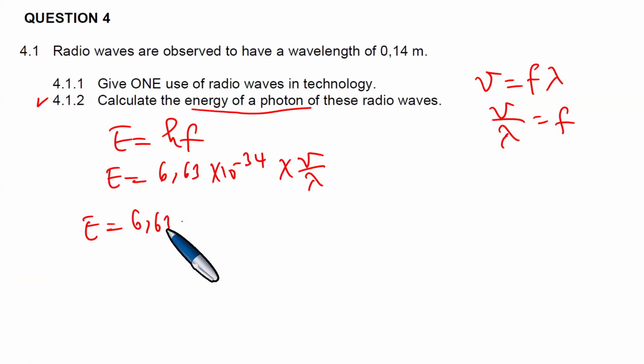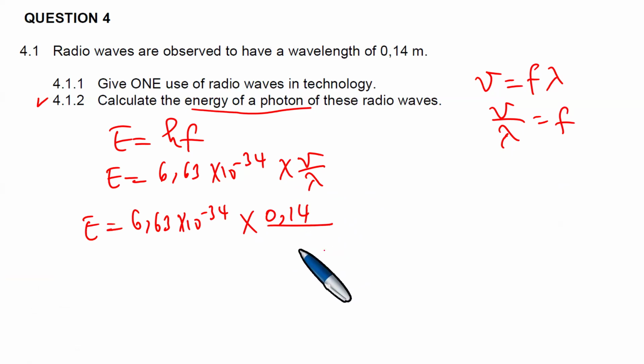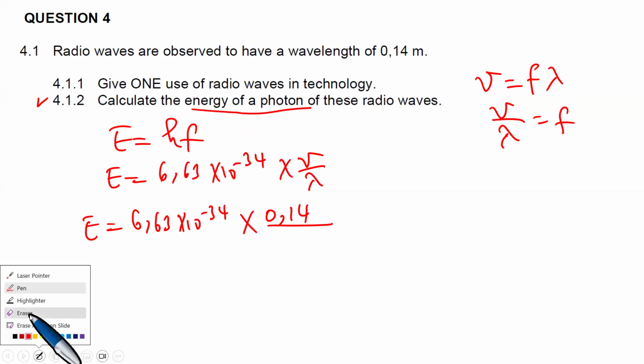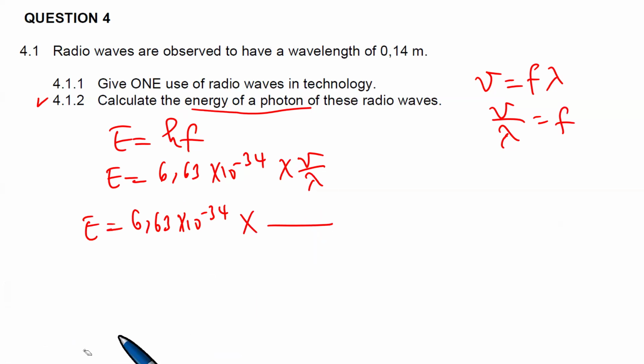Which is 6,63 times 10 to the minus 34 multiplied by what is the wavelength? 0,14. No, that is the speed. Remember that we are dealing with a photon of light, for example. What is the speed of light in vacuum? The speed of light in vacuum is 3 times 10 to the 8th power. And the wavelength is 0,14.